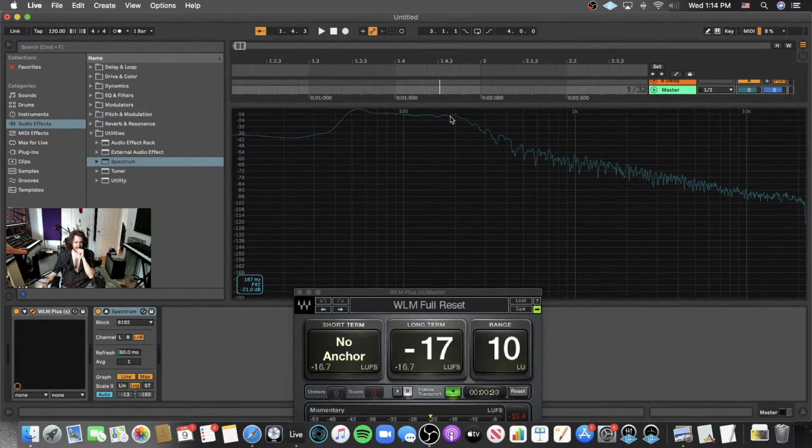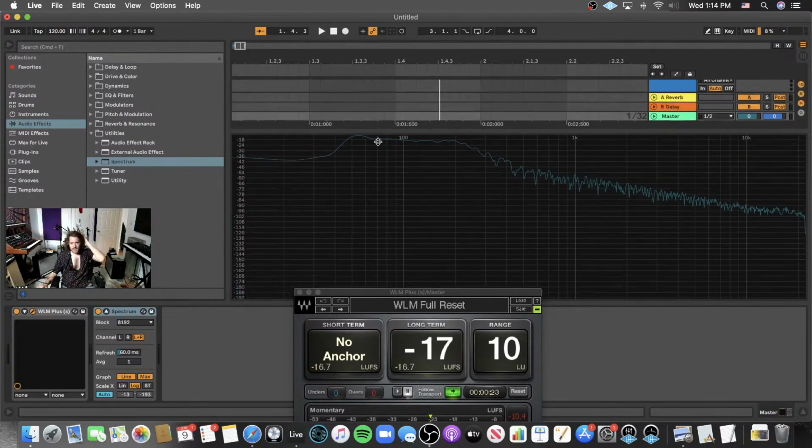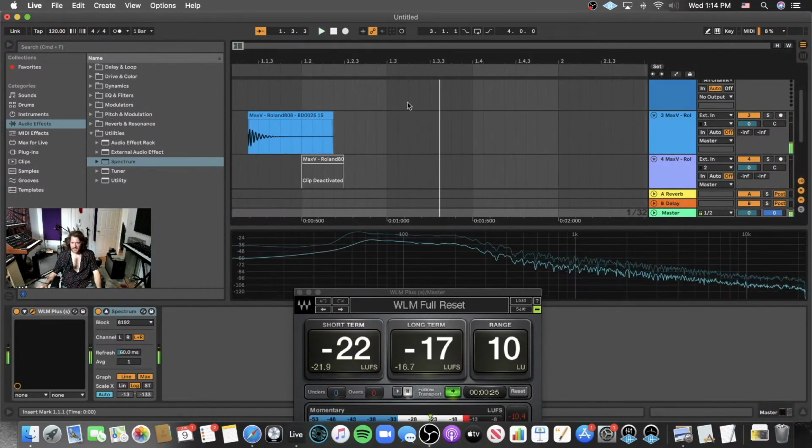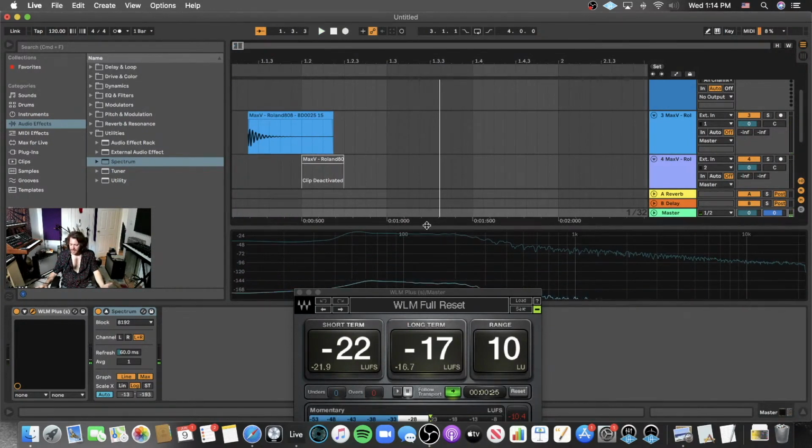This is negative 21 decibels at its peak, which is the 909 kick, the second one. And this is negative 13 decibels actually at its peak. So that's a pretty big difference. But why then does the first kick sound so much quieter than the second kick?